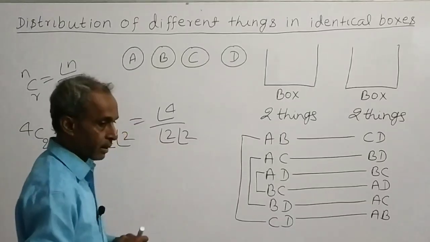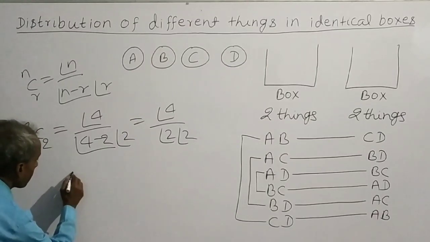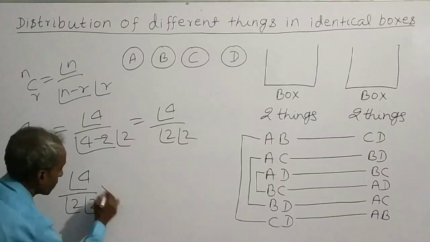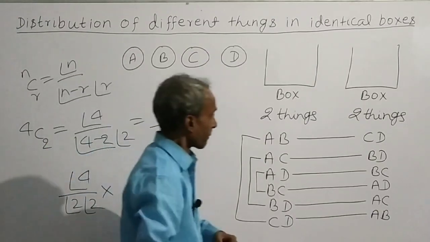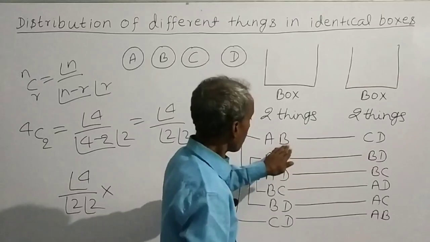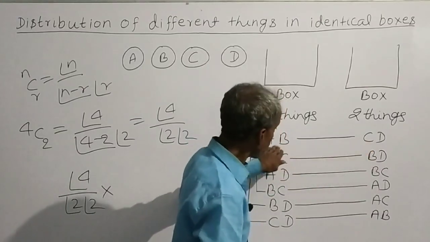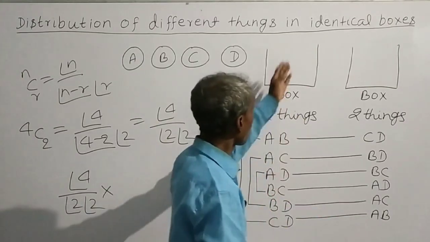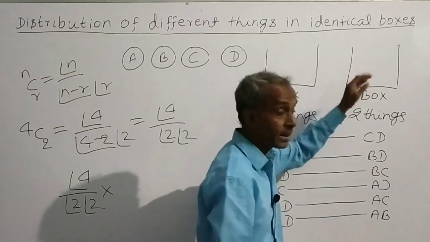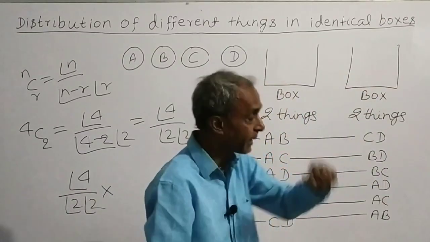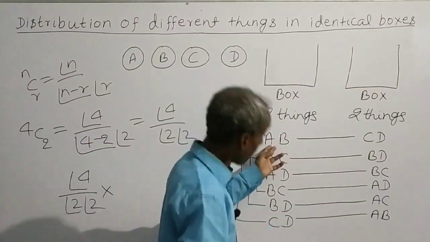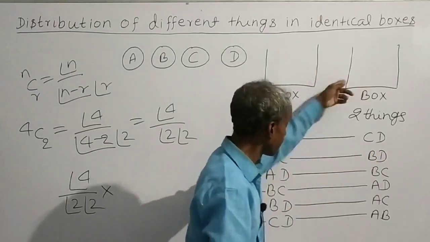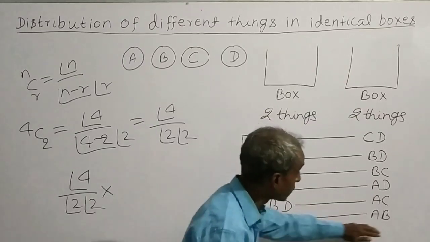To make the correction, we will divide factorial 4 by factorial 2 factorial 2 by factorial 2. Why does one way of distribution appear 2 times? Because these 2 boxes can be arranged in factorial 2 ways. That is why one way of distributing things in these 2 boxes has appeared 2 times here.